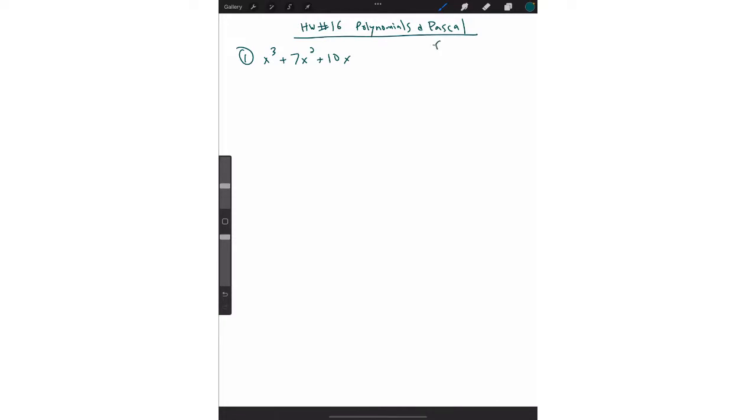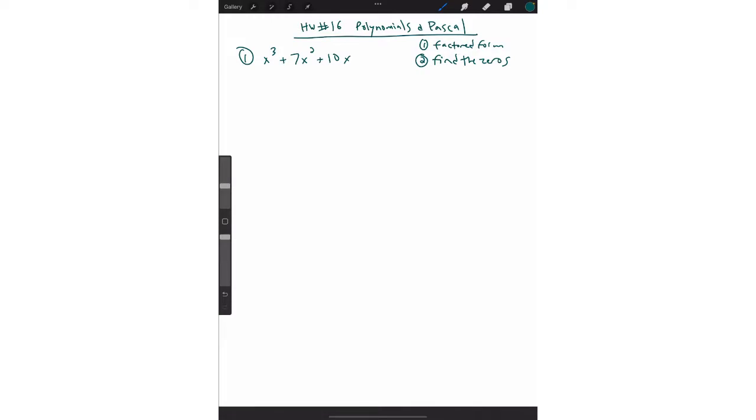So it uses this phrase, factored form. That's the first thing it wants me to do. The second thing it wants me to do is find the zeros of each function. So those are two different things that we're going to need from this problem.